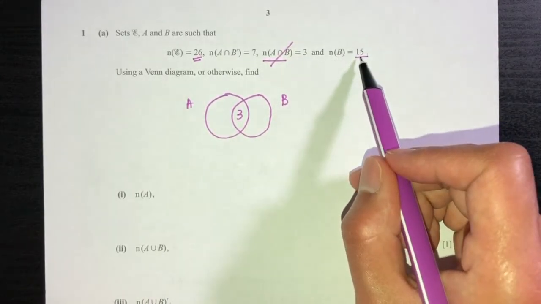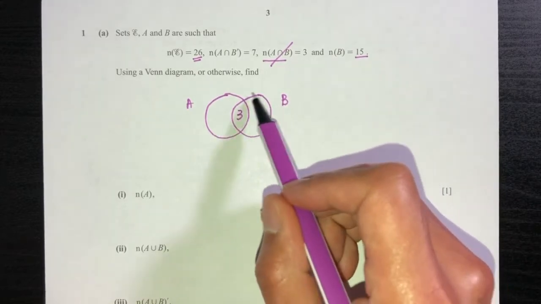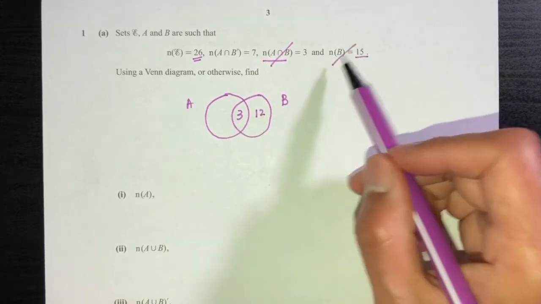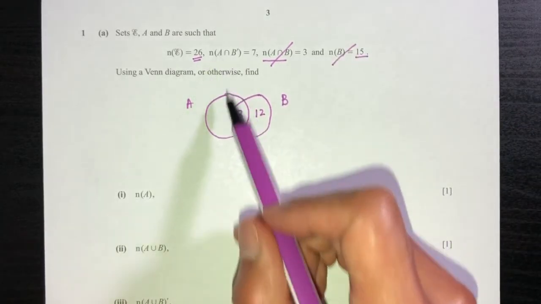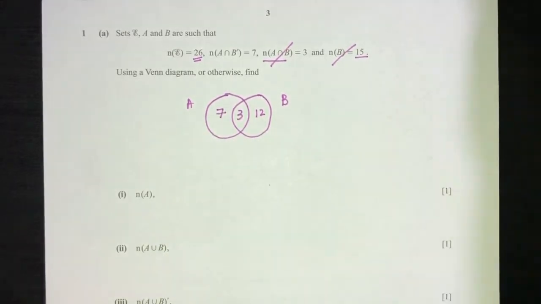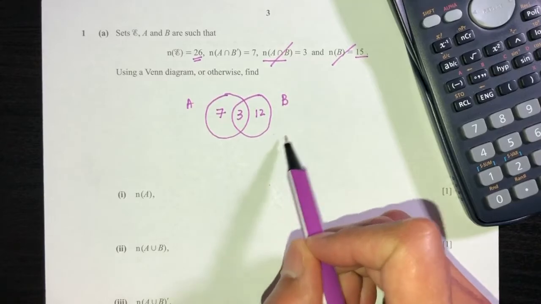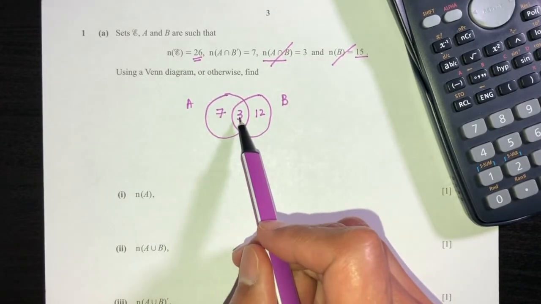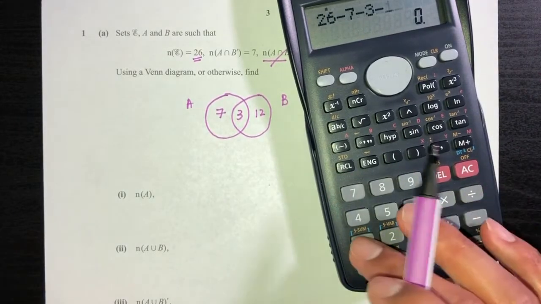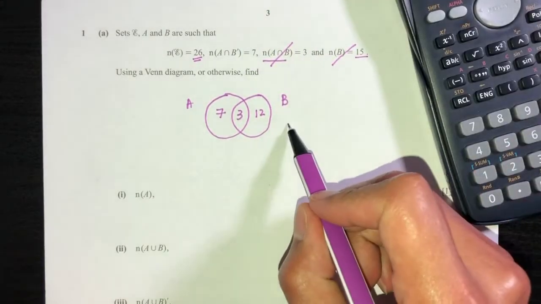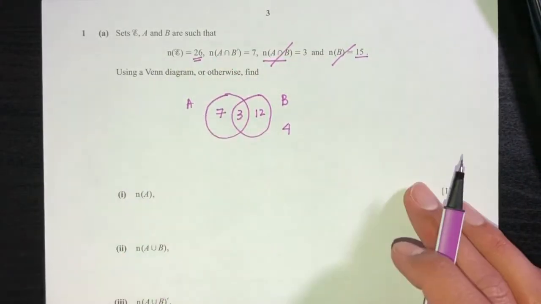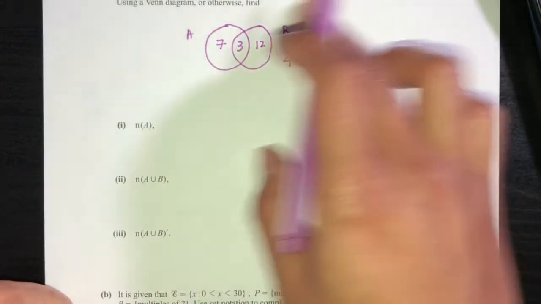Now we have this one. Number of elements in B is 15. So this is 15. So this will be only B, 15 minus 3. That will be 12. Now for this one, A intersecting B prime will be only A. That will be 7. So now you have to find what is outside. It will be 26 minus 7 minus 3 minus 12. So 26 minus 7 minus 3 minus 12, that will be 4. That will be outside of these sets. Now everything needs to add up to 26. That is your Venn diagram for this information.